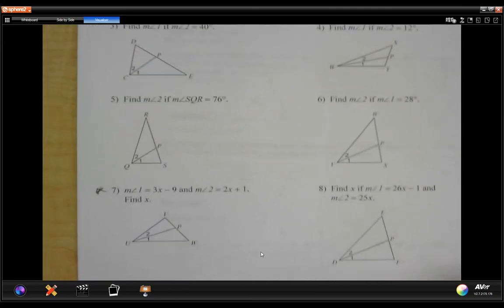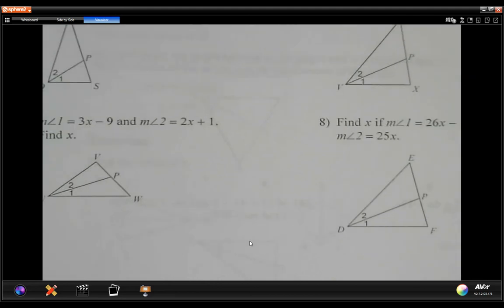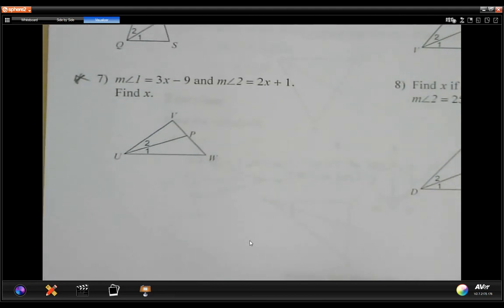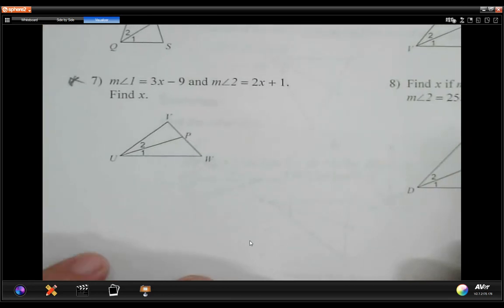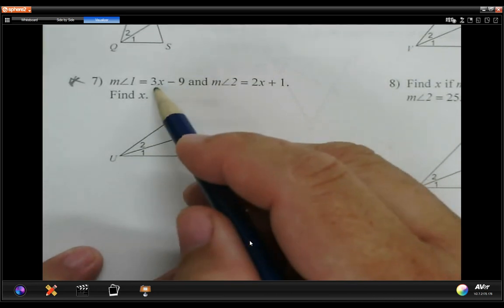Now you know we're going to take it up a notch. So let's look at number 7. I'm going to zoom in just a little bit so we've got a bigger screen to work with. So it tells me the measure of angle 1 equals 3x minus 9. Now here's what I'm going to do, and it's going to be very difficult for you doing this electronically, and I apologize. I wish so bad that we were in person because this would be so much easier for you and for me. But the measure of angle 1, it says, is 3x minus 9.